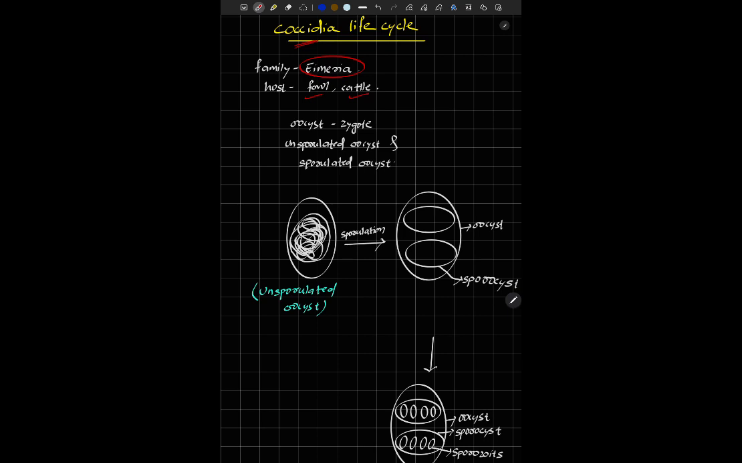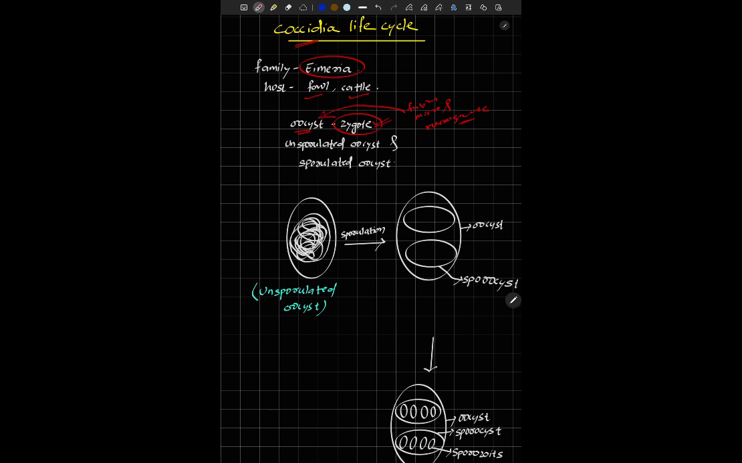So before going into the life cycle, we need to understand what is oocyst. Oocyst is similar to the term zygote. How is a zygote formed? By the fusion of two different gametes. In the same way, in protozoology, if the fusion of micro and macro gametes occurs, it will form the oocyst, which is similar to a zygote.